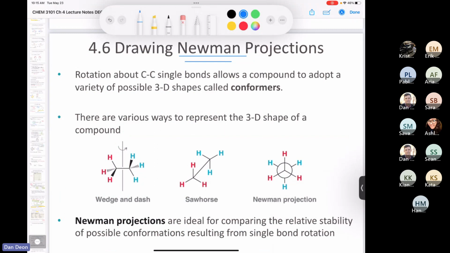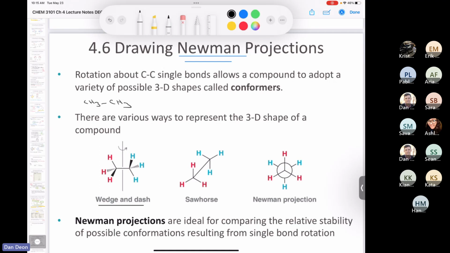There we go. So in section 4.6, we're going to discuss how to draw these Newman projections. Like I told you before the break, they were developed by Melvin Newman at Ohio State University. We took a look at the ethane molecule, viewed it sideways, and we would draw that as what we call a wedge and dash model, where we use dashes to show bonds that are going back into the page or going away from you, and wedges to represent bonds that are coming towards you.